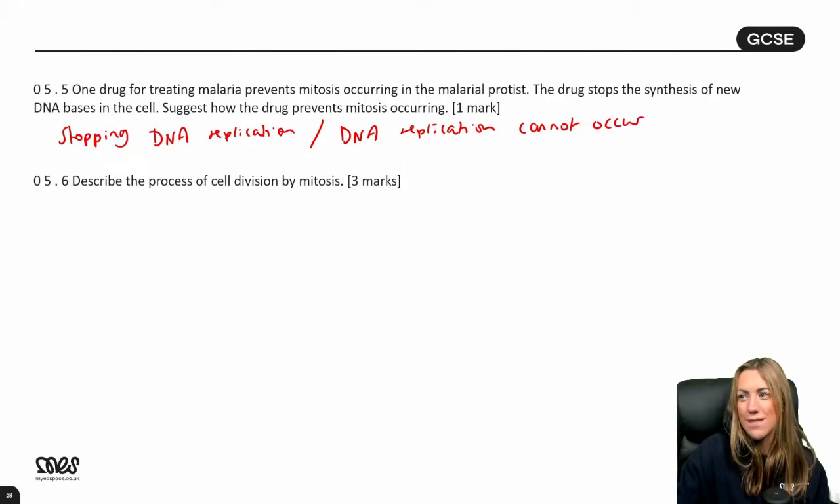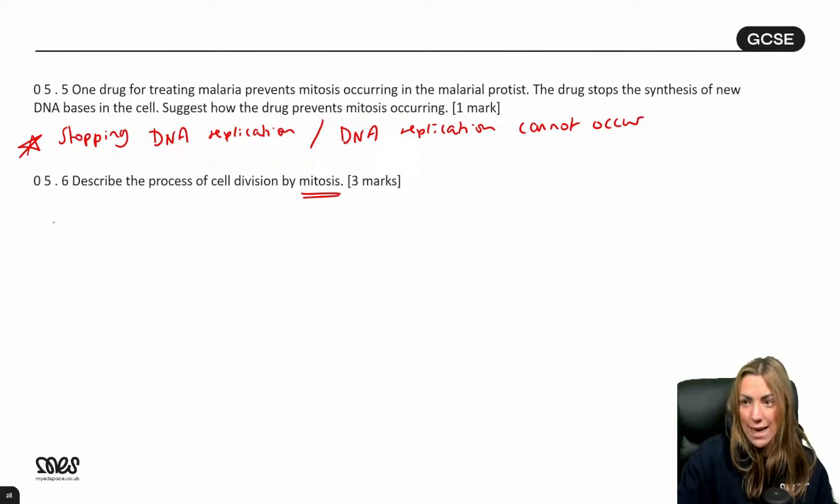Describe the process of cell division by mitosis. This is a nice question. This is just one where you have to learn the story of mitosis. So we've already had DNA replication because we've mentioned it in the previous part of the question. That happens during interphase. Then we go into mitosis, which is nuclear division.